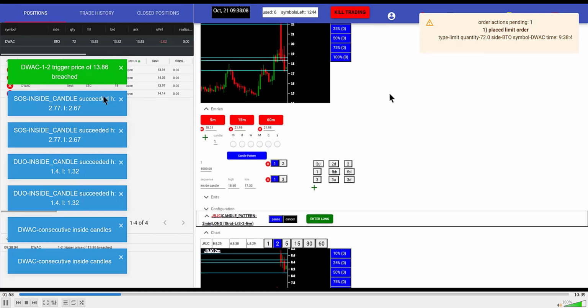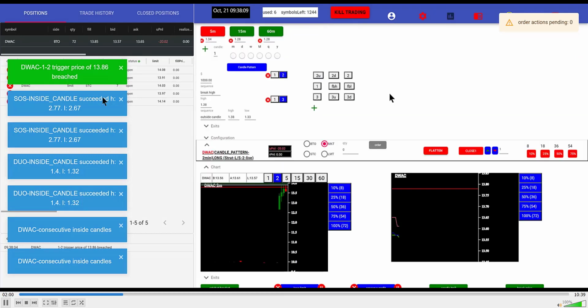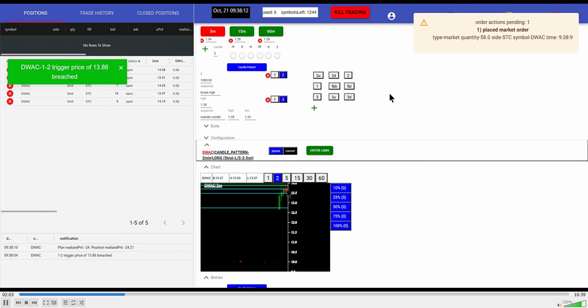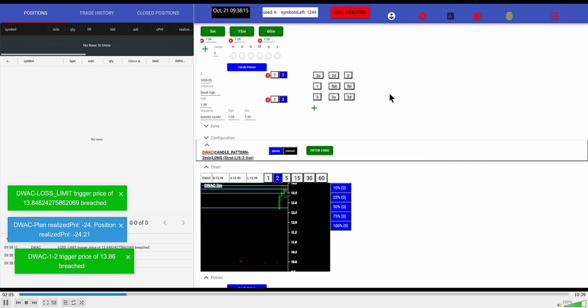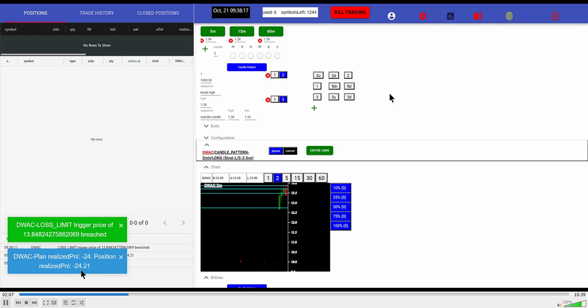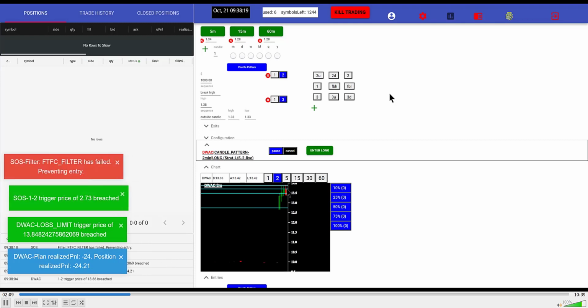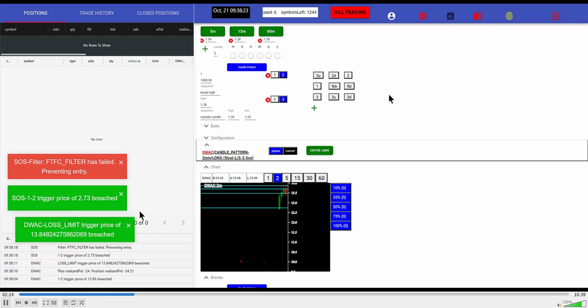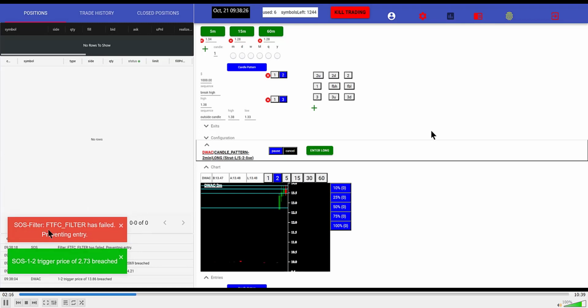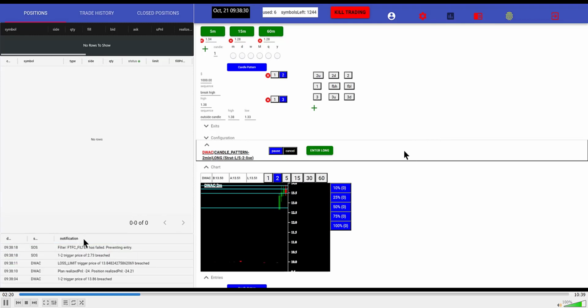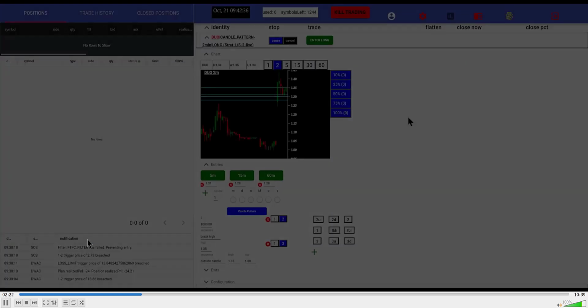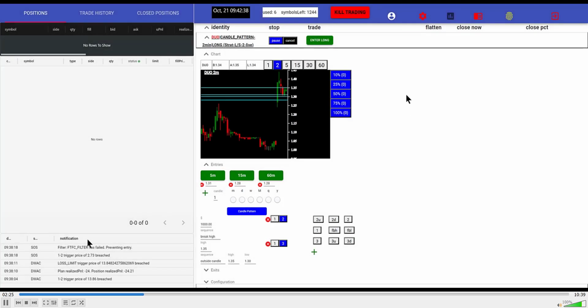So DWAC triggers a 1-2. It broke above the high of that candle, and you can see that I immediately stopped out, and you can see why. It reversed hard. So the loss limit was hit almost instantly. You can see there, SOS, the full time frame continuity filter kept a setup from entering. All right. So now we're looking for the next entry.